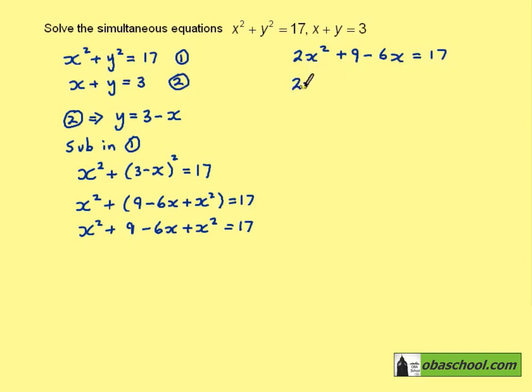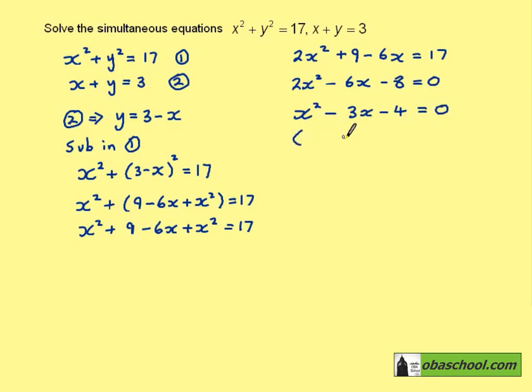Tidying and rearranging, we have 2x squared take away 6x, and taking 17 from both sides gives minus 8 is equal to 0. We have a quadratic equation and we have a common factor of 2 throughout, so dividing by 2 gives x squared minus 3x minus 4 is equal to 0.